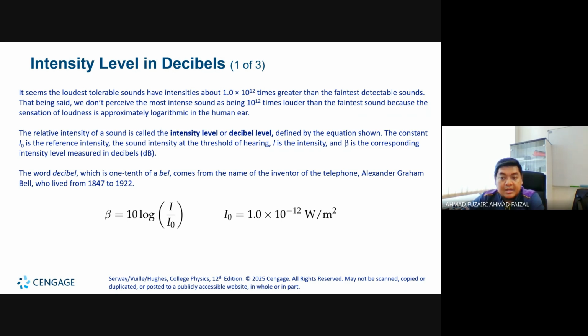It seems the loudest tolerable sound has an intensity about 10 to the power of 12 times greater than the faintest detectable sound. That being said, we don't perceive the most intense sound as being 10 to the power of 12 times louder than the faintest sound, because the sensation of loudness is logarithmic in the human ear. So the relative intensity of sound is called intensity level, or sometimes known as decibel level. Intensity level has different units compared to intensity, because in intensity we're considering power over area, so power is watt and area is meter square. But in intensity level, we use decibel and some logarithmic values.